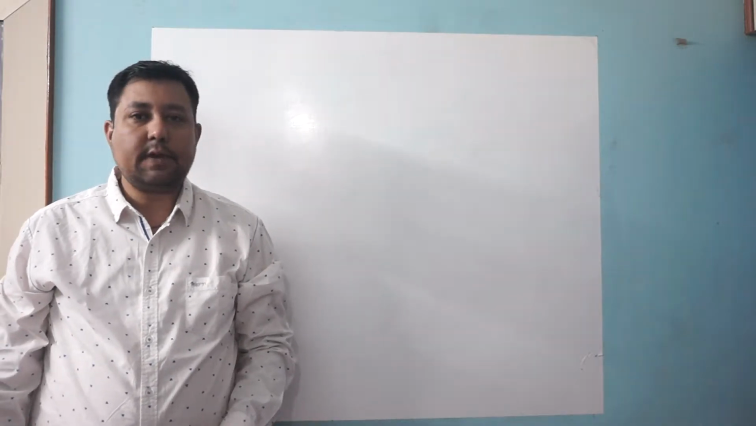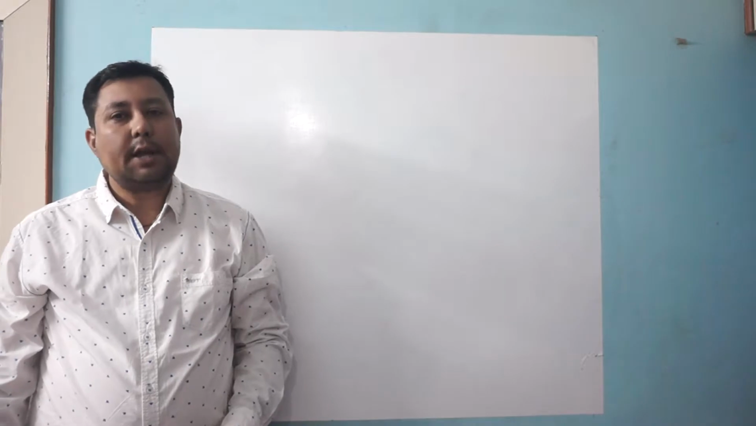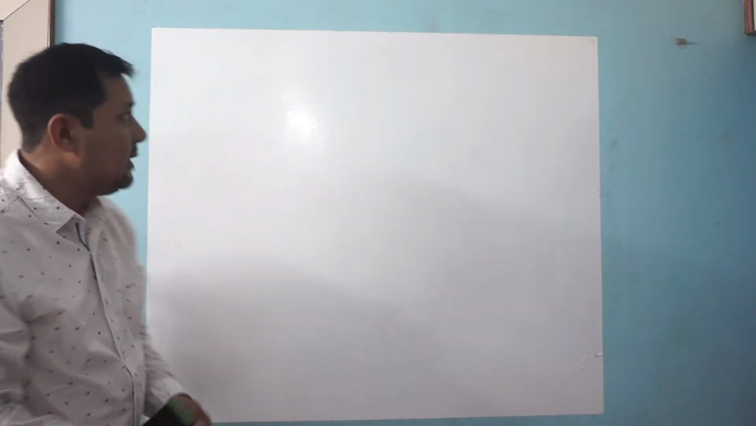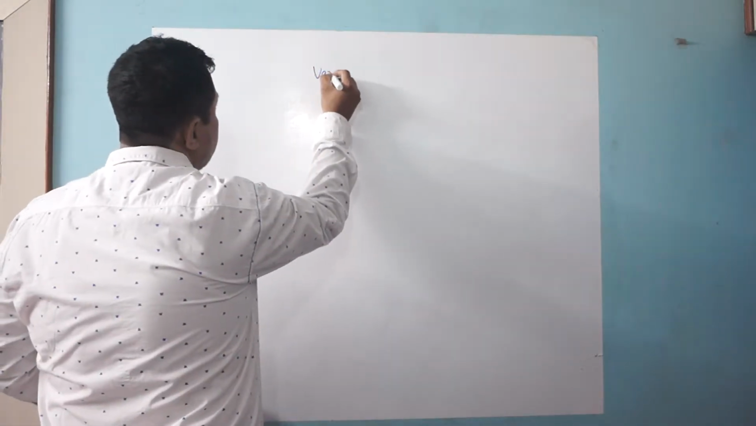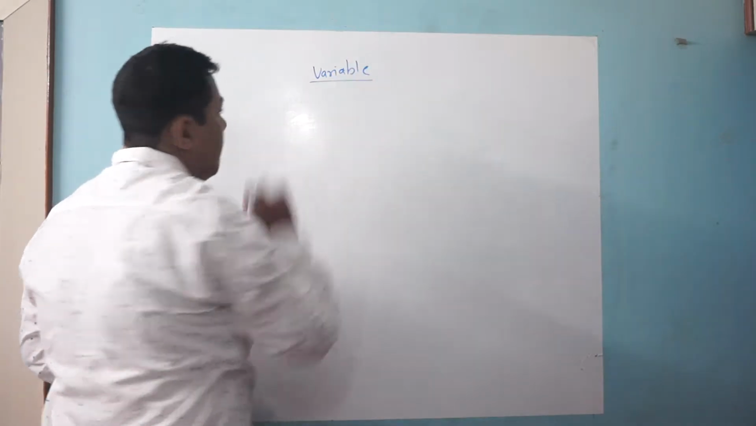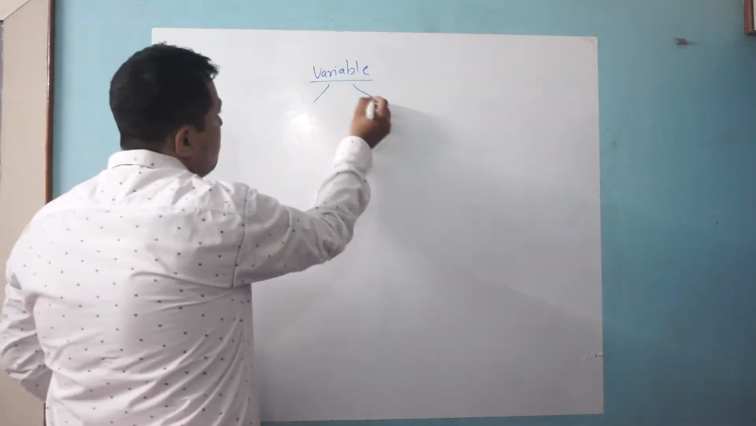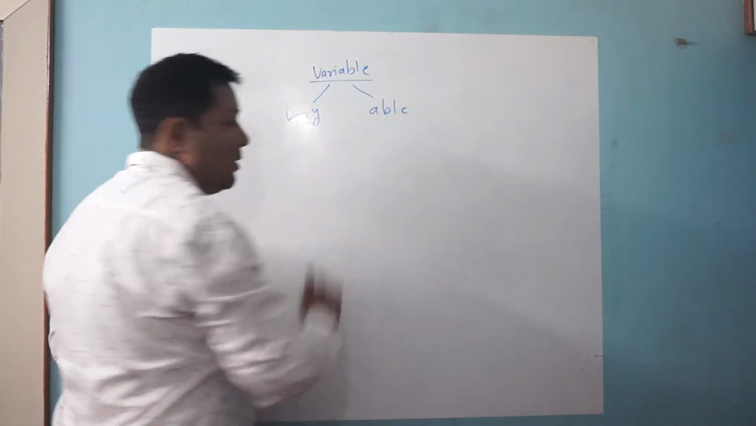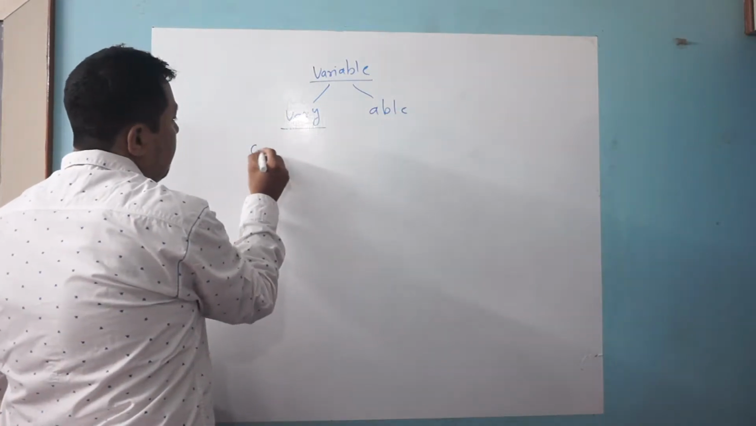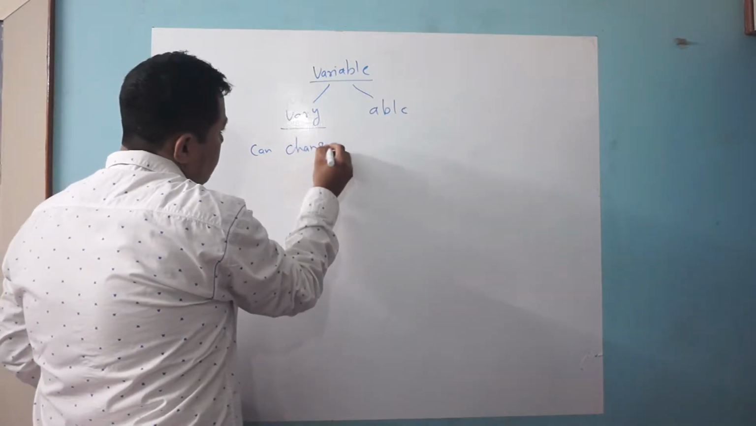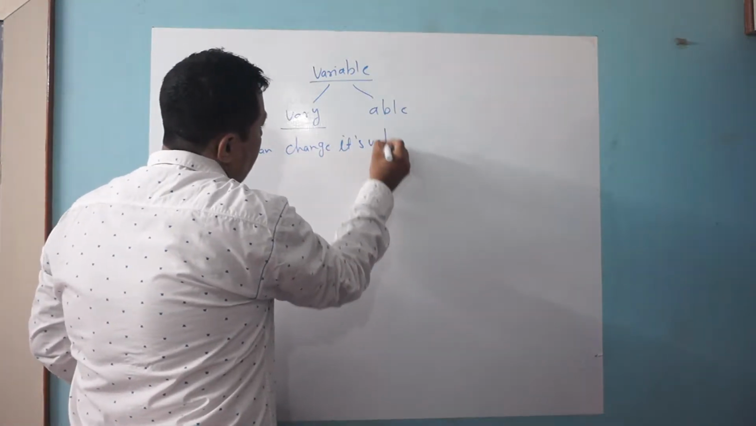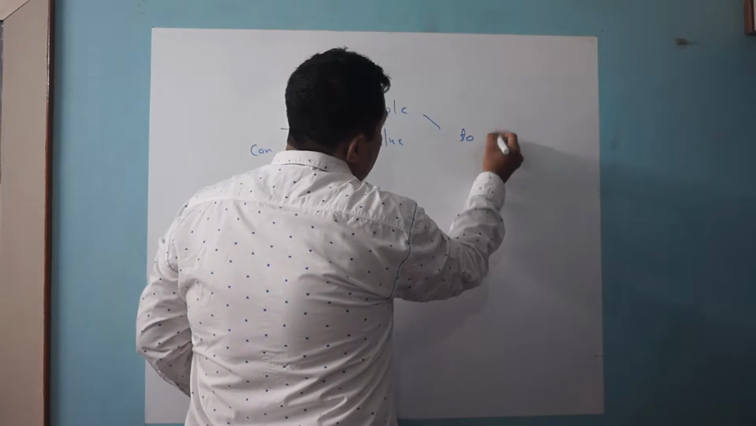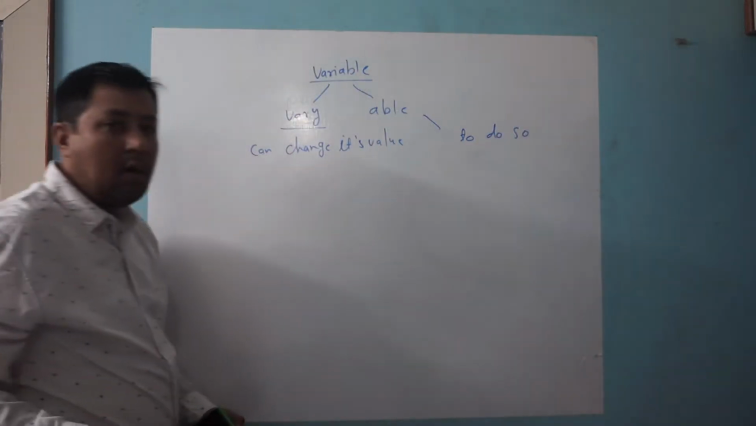In past video lectures we considered all the primary data types provided by C language. Today we consider variables. The name variable consists of two separate words, vary and able. Vary means can change its value, and able means to do so.